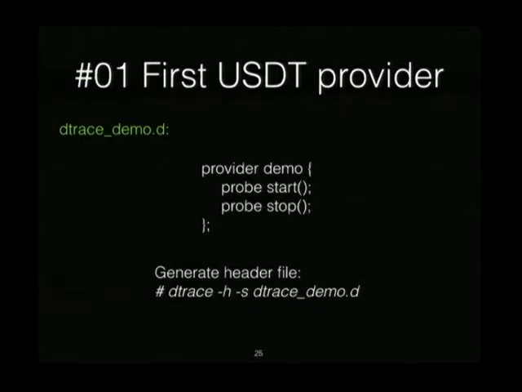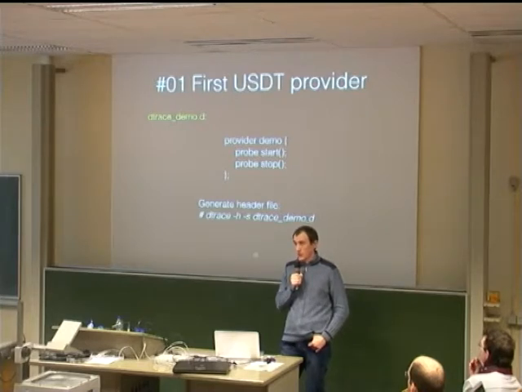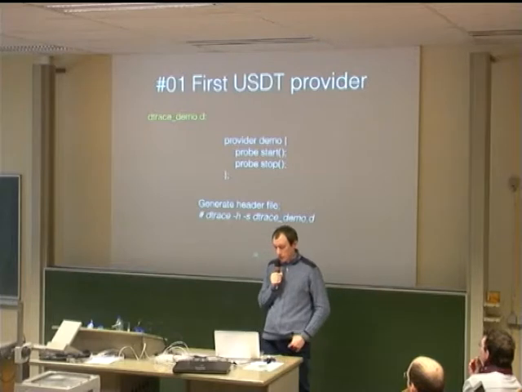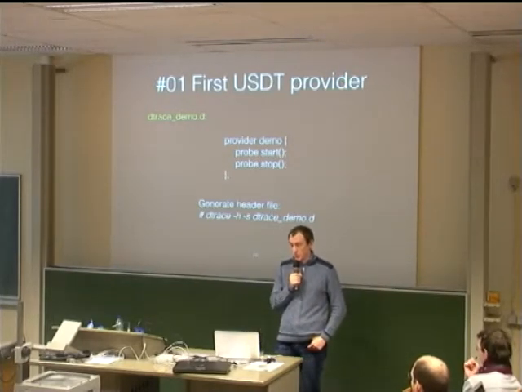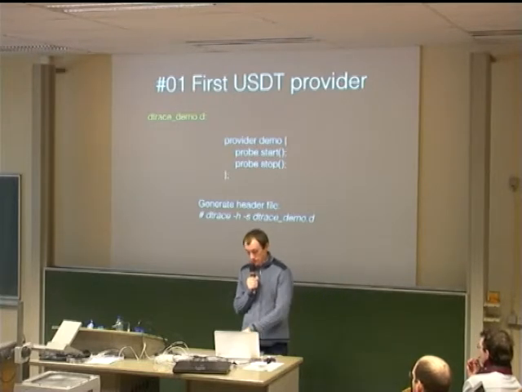First, USDT. The user can define providers in your code. You need to write a simple file in D language, then generate a header file, and add the probes, start and stop, or a different way, to define which function it traces. You can add arguments, structures, and other things.